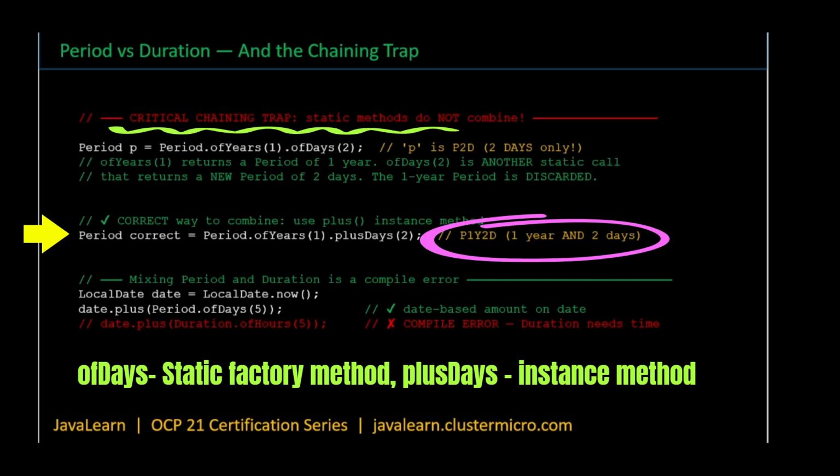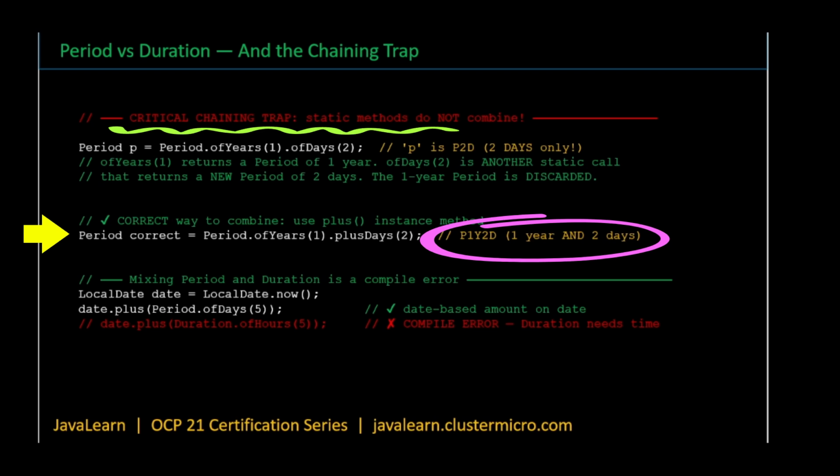If you have of-xx methods on Period, they are all static. They create a new period and discard whatever came before. And if you have plusXx or minusXx methods, those are instance methods. They add to or subtract from the existing period. When you want to build a period with multiple components, use Period.of(years, months, days), the 3-argument factory method, or chain instance methods like Period.ofYears(1).plusMonths(6).plusDays(15), etc.